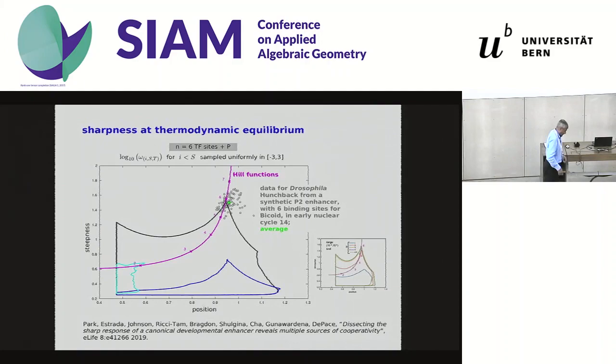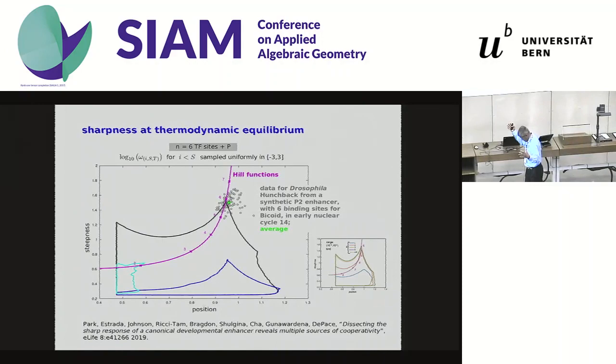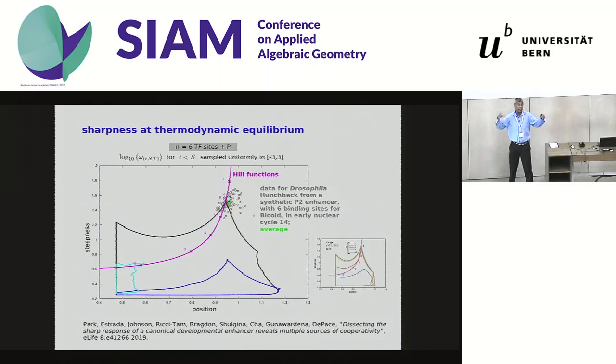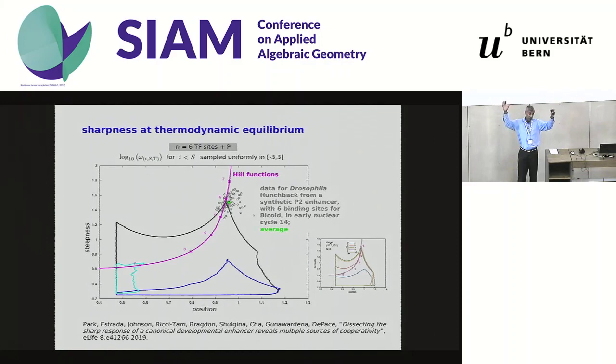Now, the black curve is obtained by taking an independent normalized set of parameters and randomly sampling them independently, logarithmically. And then computing the position and steepness and working out the boundary of the region. So we use algorithms to push the region out and to pull it inwards, and find this black border, which is the region here, for that sort of parametric range.